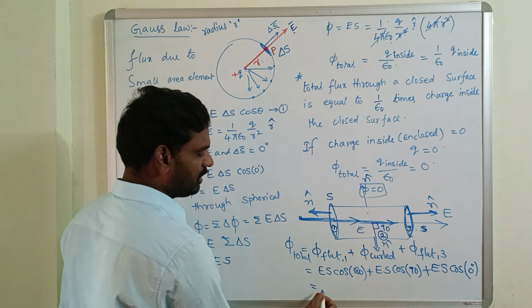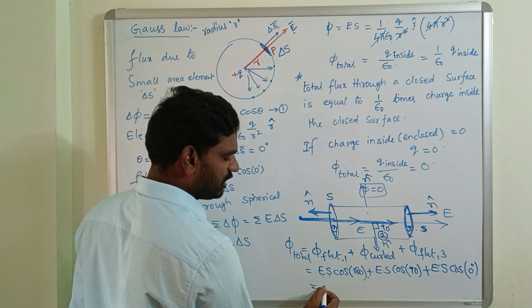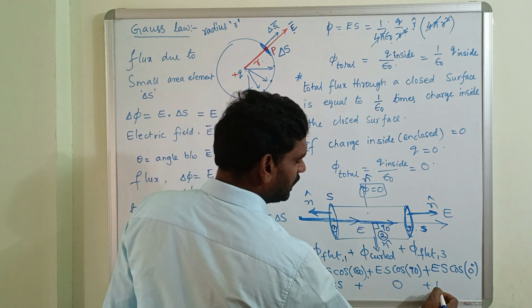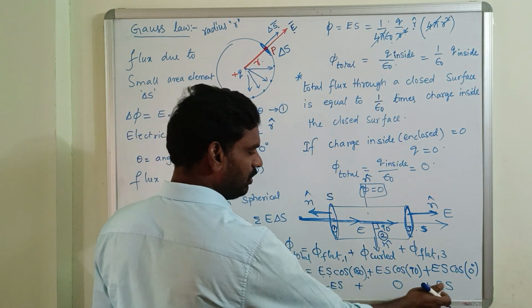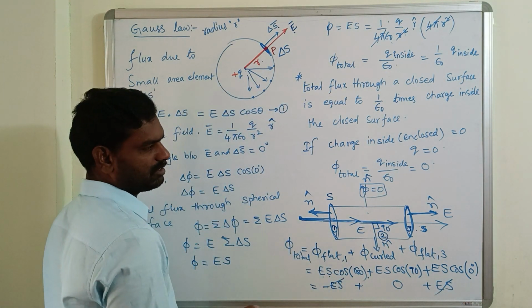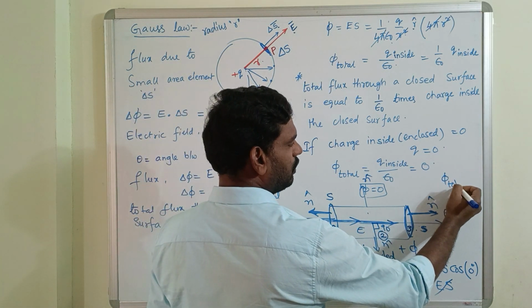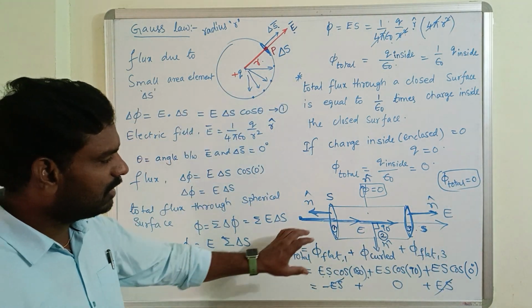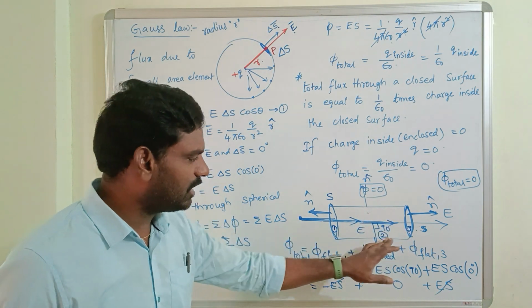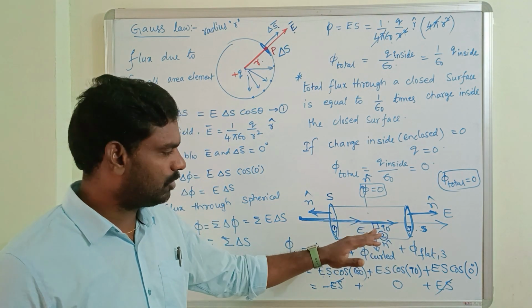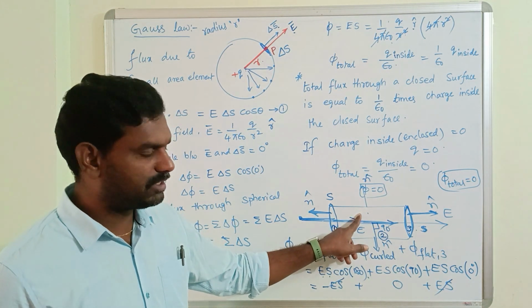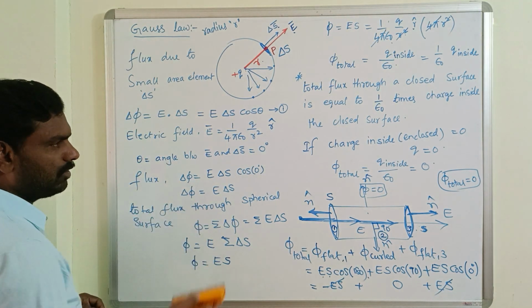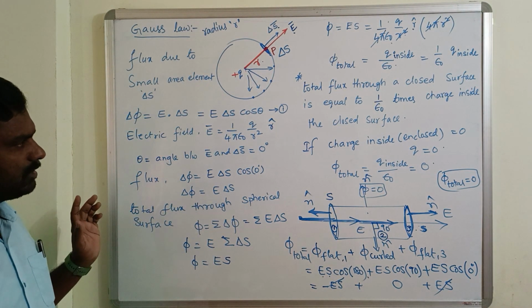Okay. So that is nothing but ES cos 180. Cos 180 is nothing but minus 1. So we get minus ES plus 0 plus ES. ES minus ES get cancels. So total flux is equal to 0. ఎందుకు 0 అయింది? Total flux equal to 0 because there is no charge inside this cylindrical shape. ఈ cylindrical shape లోపల charge లేదు ఇక్కడ. So if there is no charge, there is no electric flux. Okay. So I am going to conclude the Gauss law here with some points.